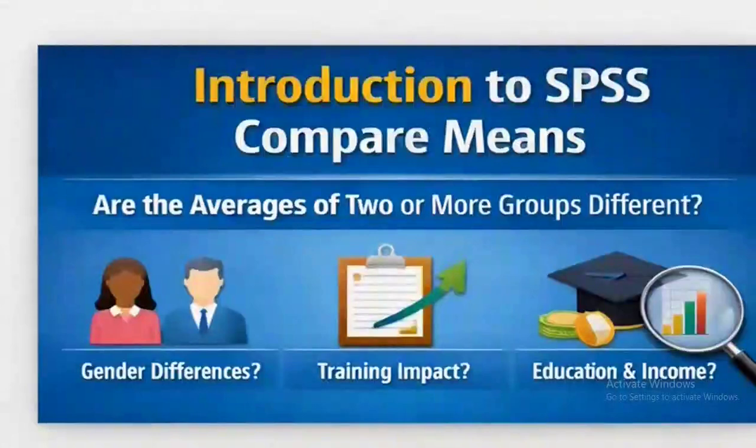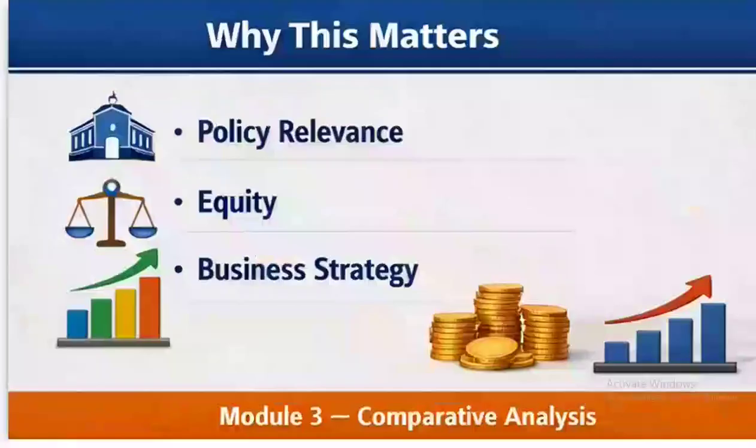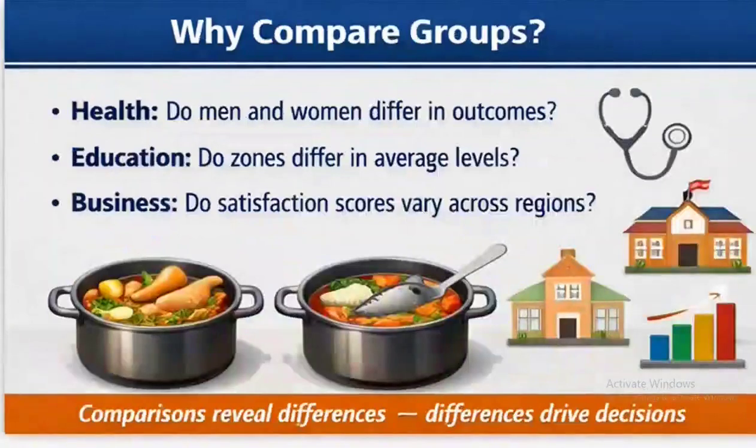This feature is one of the most practical tools in the software because it helps us answer a very important question. Are the averages of two or more groups different? When we look at data, we often see differences. One group scoring higher, another earning more, or one class performing better than another. But the real challenge is knowing whether those differences are genuine or simply the result of random variation. Understanding this distinction is crucial not only in academic research, but also in policy decisions and everyday problem solving.